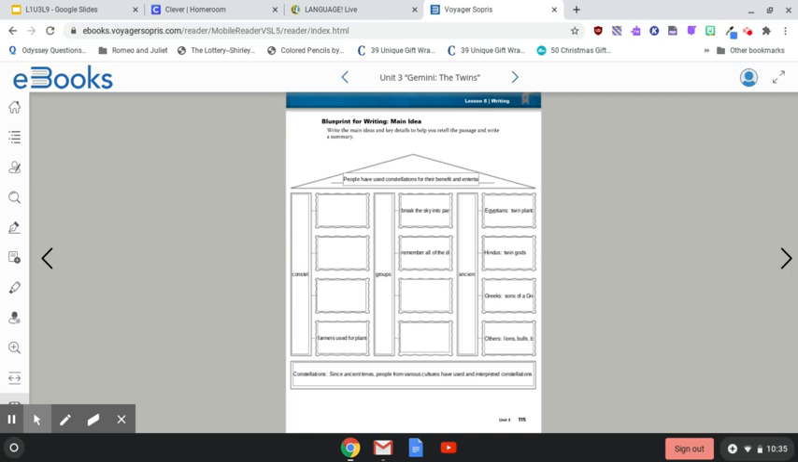Turn to page 115 in your student book. Before you write, it helps you to review your notes and put your thoughts into words. Take turns. Go ahead and try to retell the passage based on your notes.